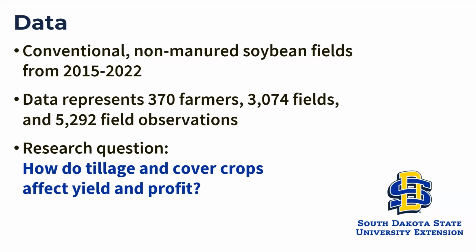And this data represents 370 farmers, 3,074 fields, and 5,292 field observations. So like I said, we're observing the same fields over time, so we're able to kind of control for that and see what happens.